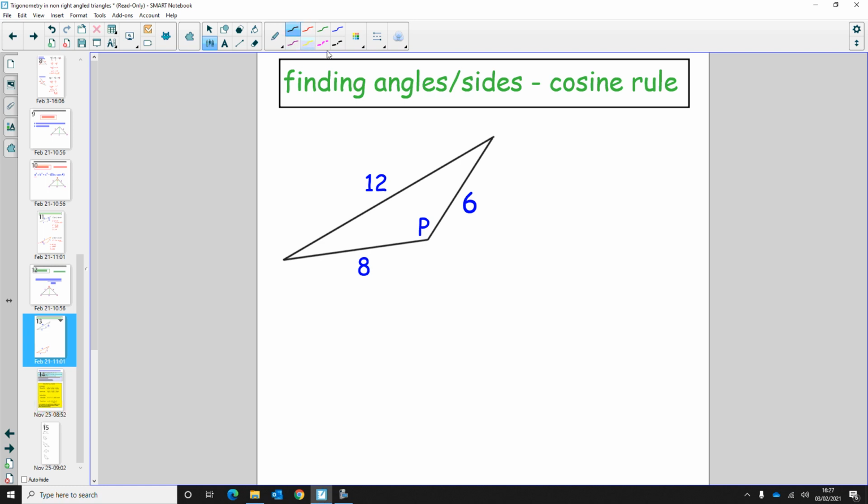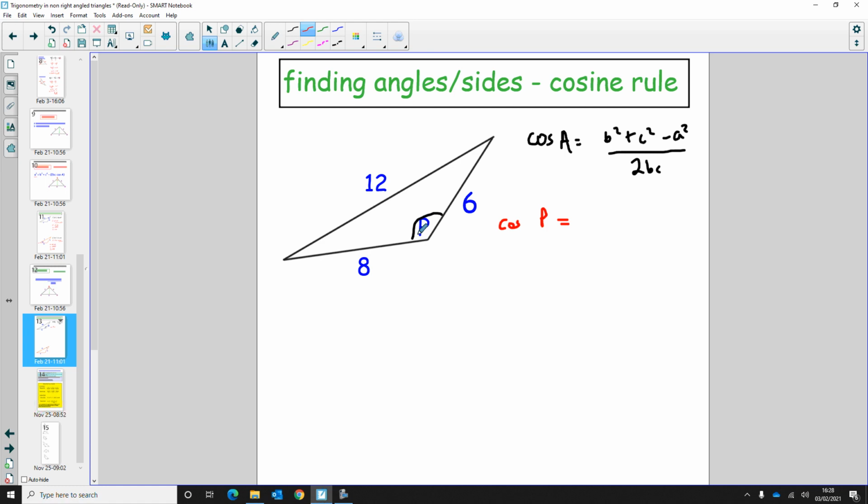So just going to write out the rule again. So cos A is equal to b squared plus c squared minus a squared all over 2bc. Now, in this case, we're trying to find angle P. So rather than it being cos A, it's now going to be cos P.